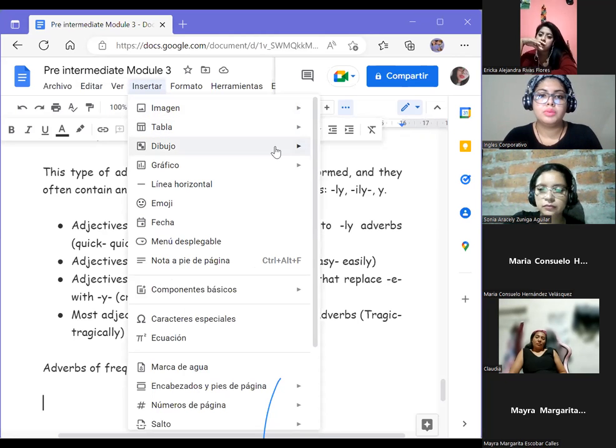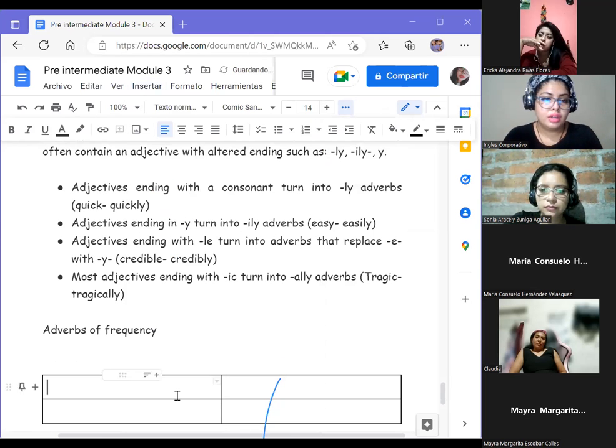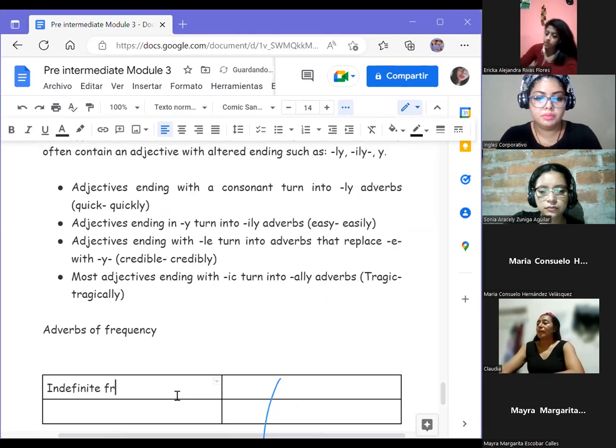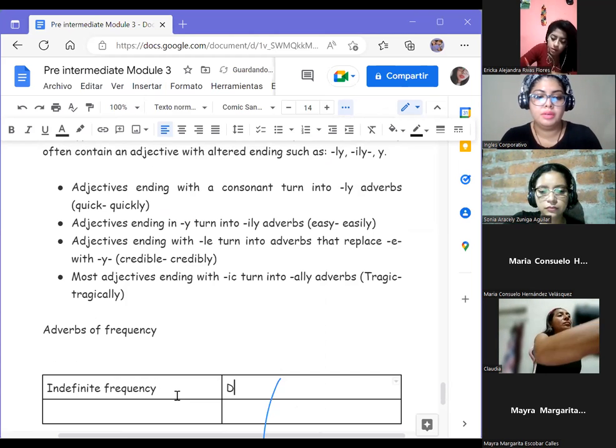So, we are going to see the adverbs that we are going to use for each of these categories. We have indefinite frequency. And we have definite frequency.